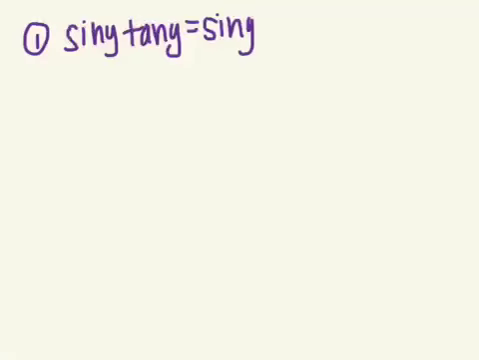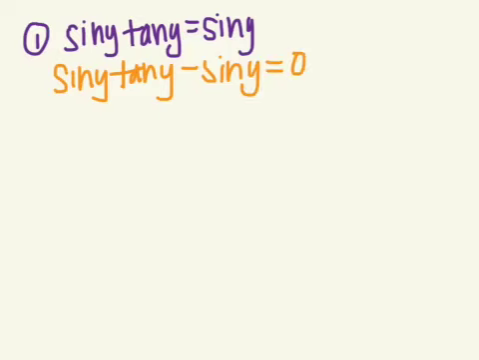For this trig equation, when you look at it, you have things on both sides of the equation. So the first thing you want to do is get everything to one side of the equation. So we're going to do that by subtracting over the sine y that was on the right side. So now it's set equal to 0.